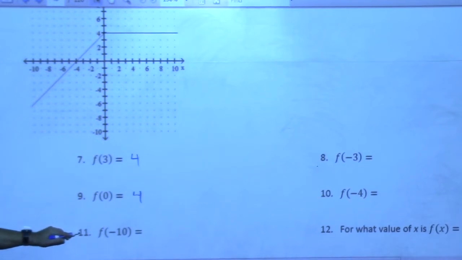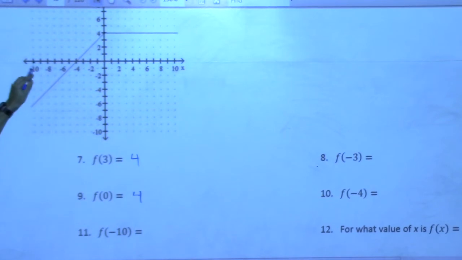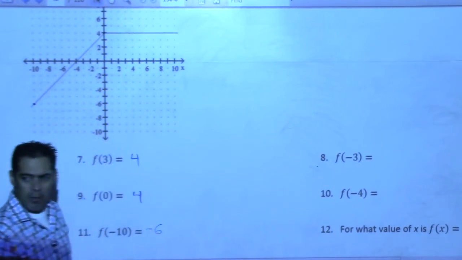-10? -6. So you went to -10 on the x-axis, right here. Found the point which was below you. It's down 1, 2, 3, 4, 5. Looks like about right there. Y'all agree that looks like -6? So -6 comes out here. Any questions?